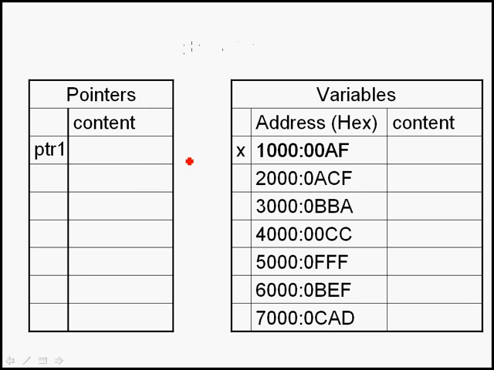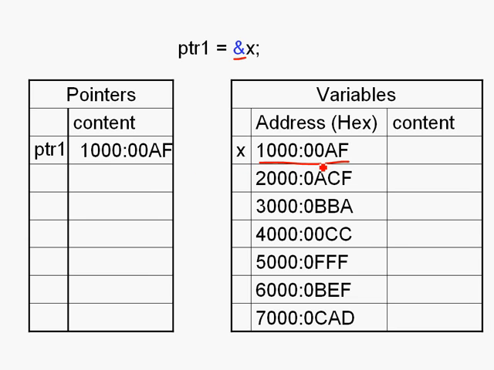Then I'm going to declare ptr1 equals &x. The ampersand in C is nothing but the address. If you use &x, it's like saying the address of x. And ptr1 is a pointer, it contains the address of a variable. So ptr1 will contain the address of x. It will contain this number. Okay, that's it. Let's see another example.